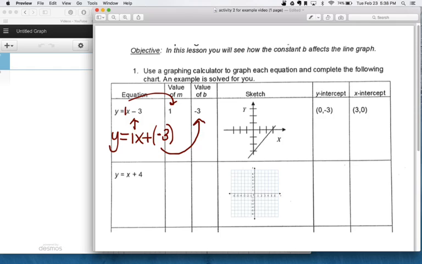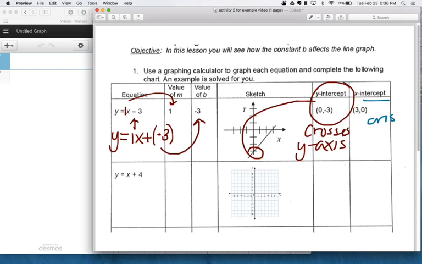Now as for the graph, they give you the sketch here, and they want you to find the y-intercept and the x-intercept. Little reminder, our y-intercept is where it crosses the y-axis, which is going to be right down here. And our x-intercept is where it crosses the x-axis. Right here. So we cross the x-axis at (3, 0), and cross the y-axis at (0, -3).